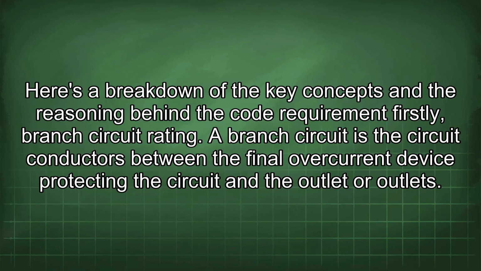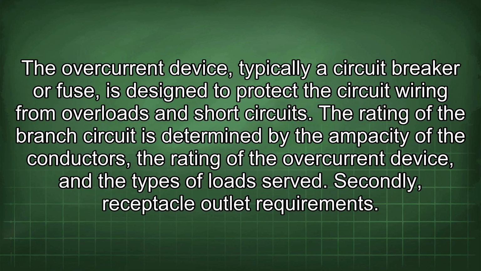Here's a breakdown of the key concepts and the reasoning behind the code requirement. Firstly, branch circuit rating. A branch circuit is the circuit conductors between the final overcurrent device protecting the circuit and the outlet or outlets. The overcurrent device, typically a circuit breaker or fuse, is designed to protect the circuit wiring from overloads and short circuits. The rating of the branch circuit is determined by the ampacity of the conductors, the rating of the overcurrent device, and the types of loads served.